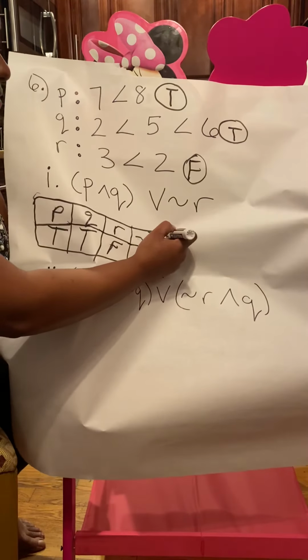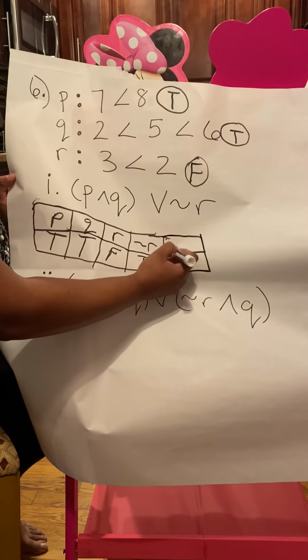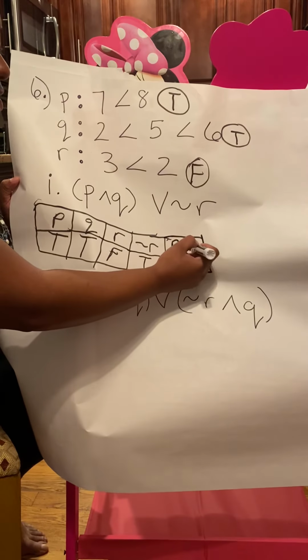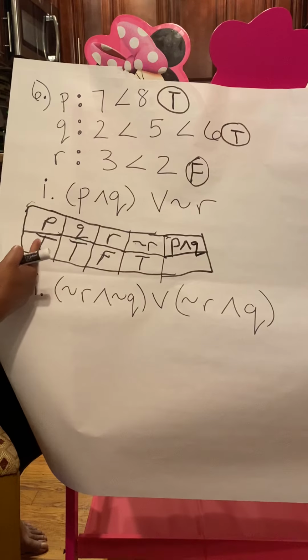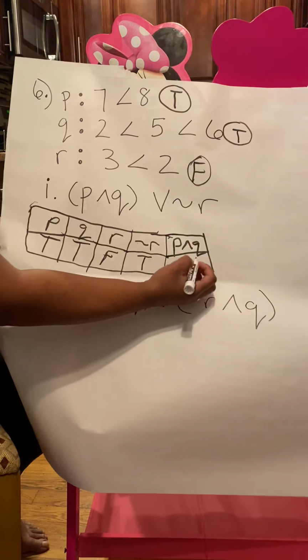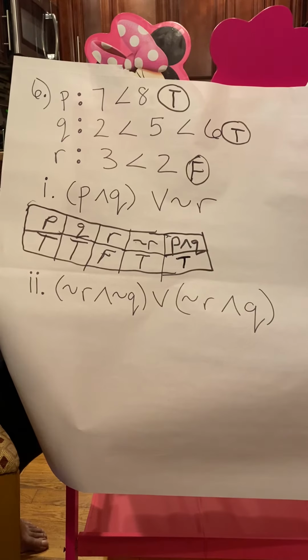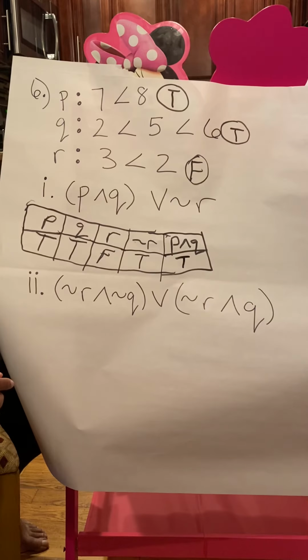Okay, so I'm going to write it right here. P and Q. P is true, Q is true, so P and Q is true because I know that a conjunction is true when both statements are true.